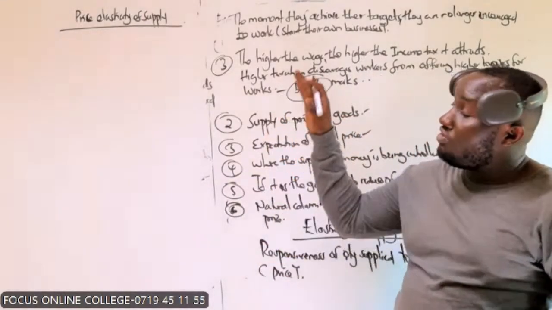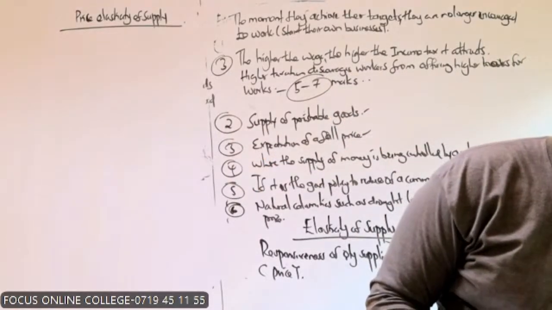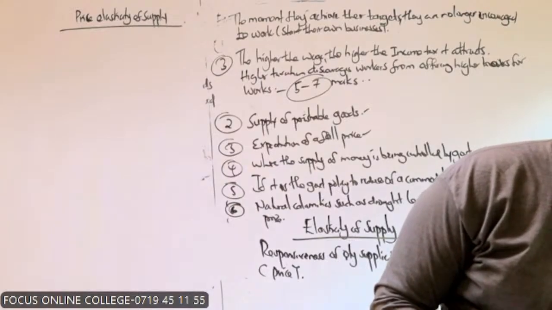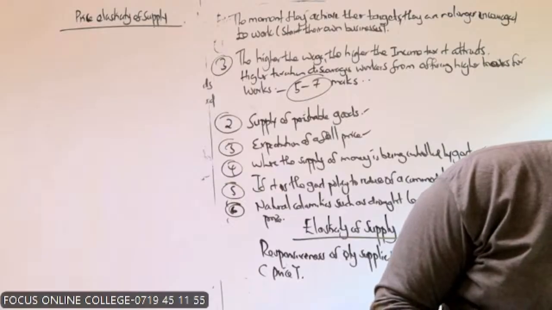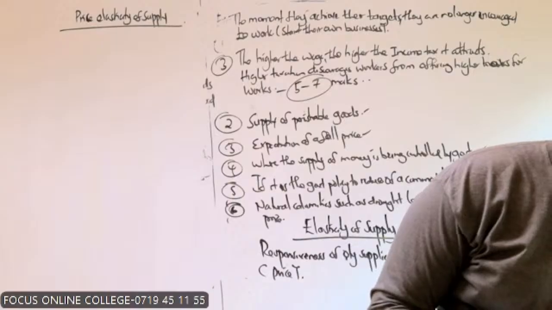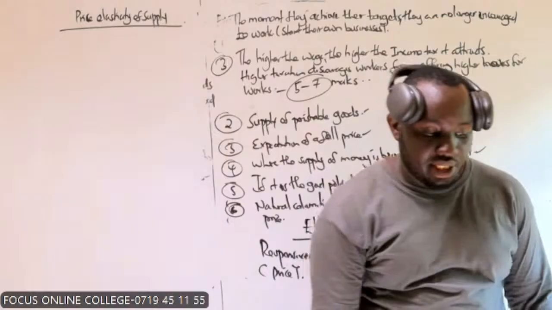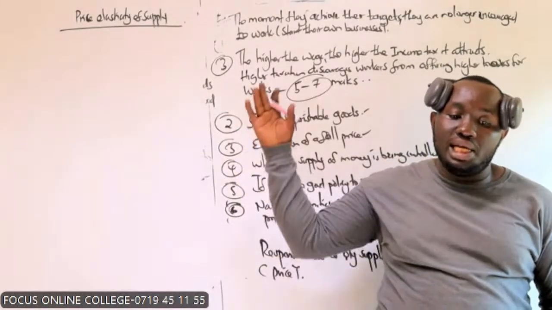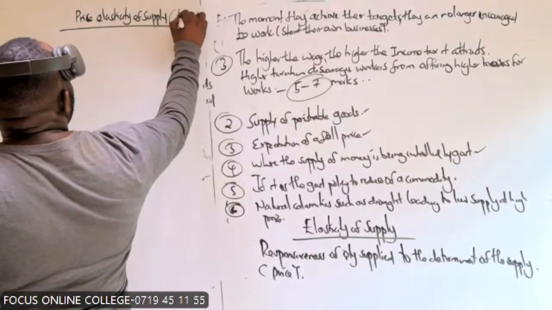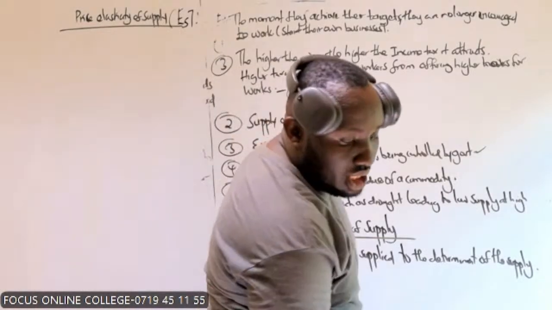So one of the determinants of supply is price. That gives us what we call price elasticity of supply, and we basically denote it in economics by ES.